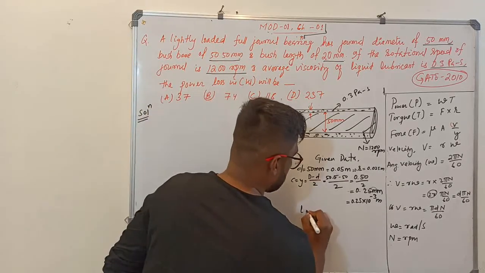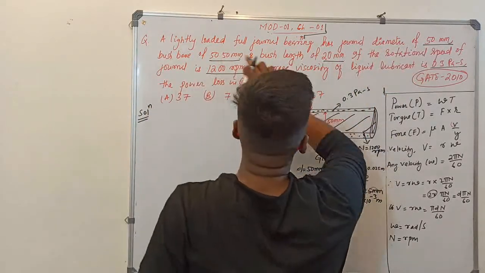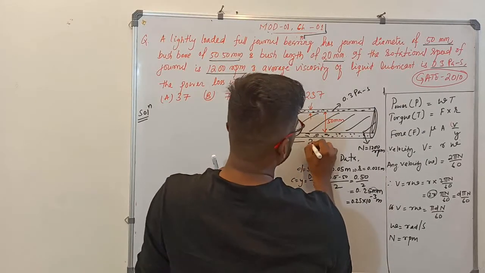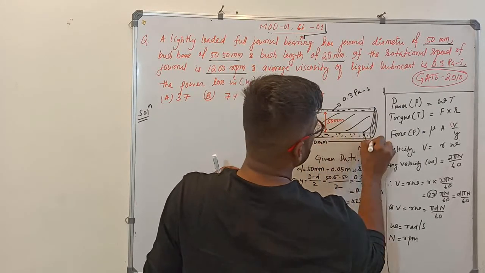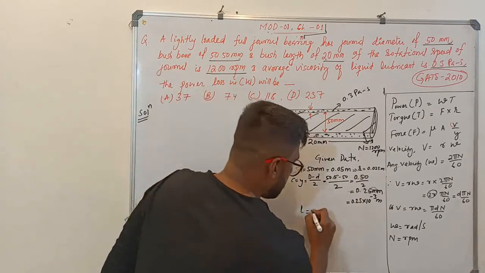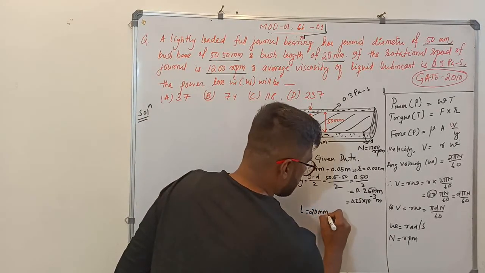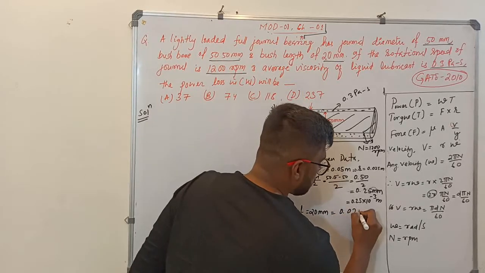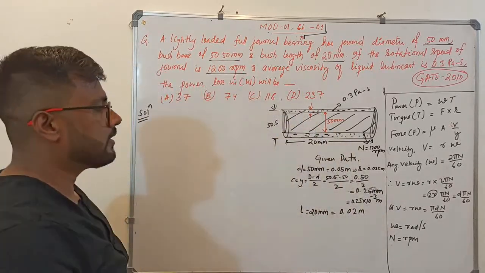The length is given as 20 mm. You may say I have drawn it larger in the diagram, it's not at all looking like 20 mm, but it is not to scale. So 20 mm is 0.02 meter. The length is done.